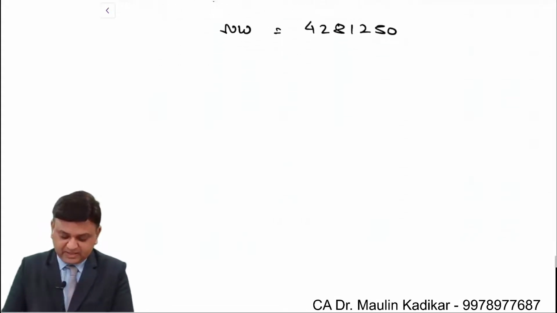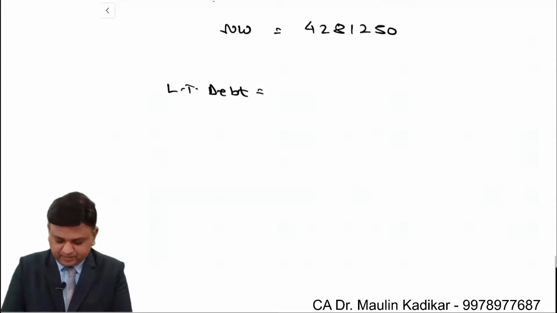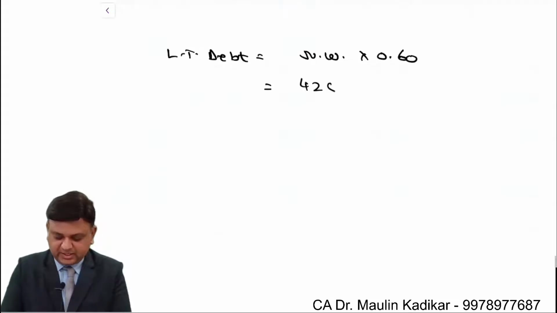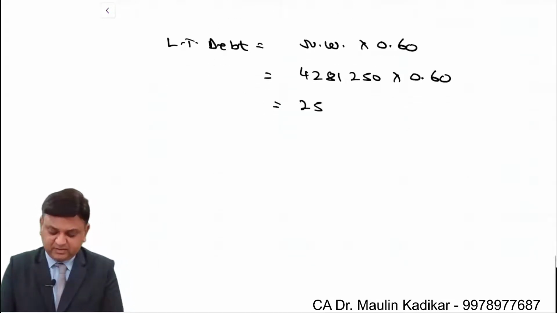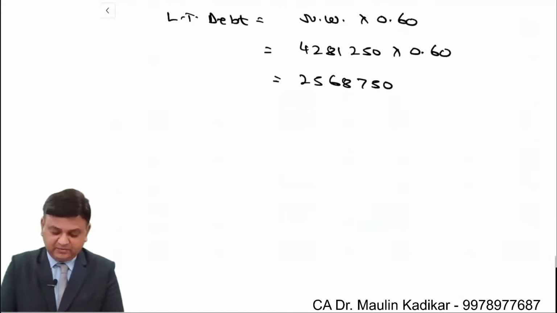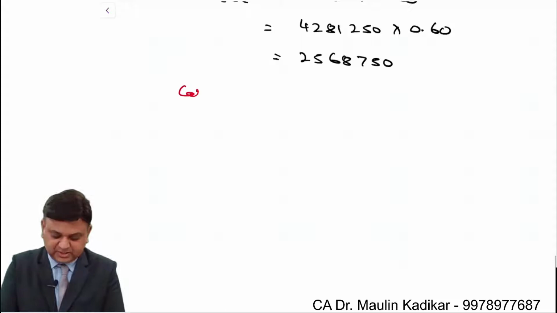Now you can make the calculation of long-term debt. It is net worth into 0.6. So it is 42 lakh 81,250 into 0.6. So the answer comes to 25 lakh 68,750. And we can make the calculation of equity share capital.